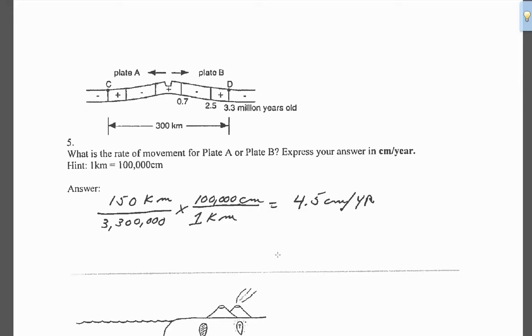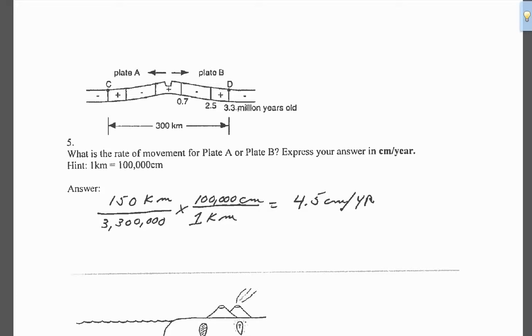This number 5 is very similar to what we did in the problems that we did in class, and you did with the magnetic reversal activity. What is the rate of movement for plate A or B? Express your answer in centimeters per year. 1 kilometer equals 100,000 centimeters. Well, we know that the plates move at the same rate on either side of the ridge. So if this value from C to D is 300 kilometers, really we only have to take one side, and one half of 300 kilometers is 150.